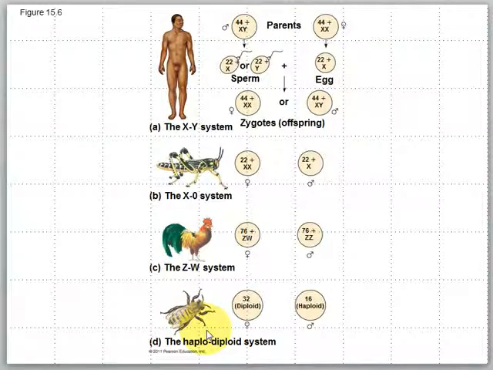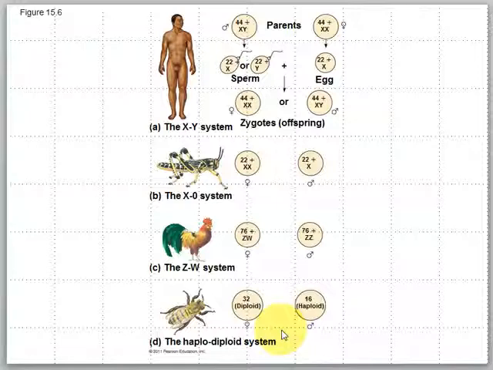It's kind of like the XY system, just reversed. Perhaps one of the most interesting systems is in bumblebees or honeybees. They actually have no sex chromosomes at all. The determination of sex is based on whether or not it's a fertilized egg. The queen bee will lay an unfertilized egg, which will be a haploid cell. That cell will actually develop and become a male. So in the male bees, all of their body cells are haploid, containing half of the usual set of chromosomes. If the egg is fertilized, then it's diploid, like you would normally expect.